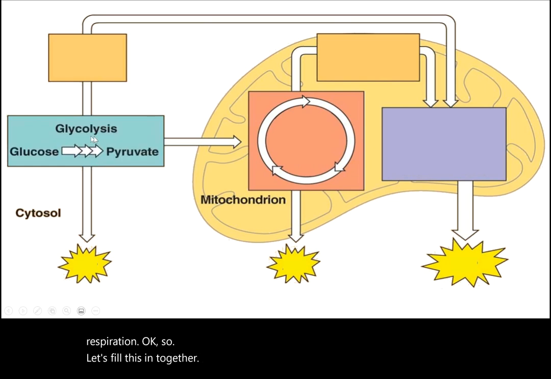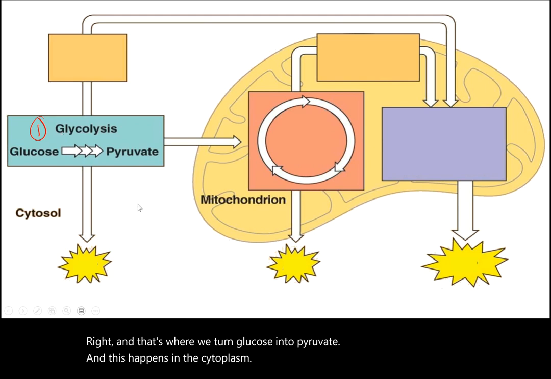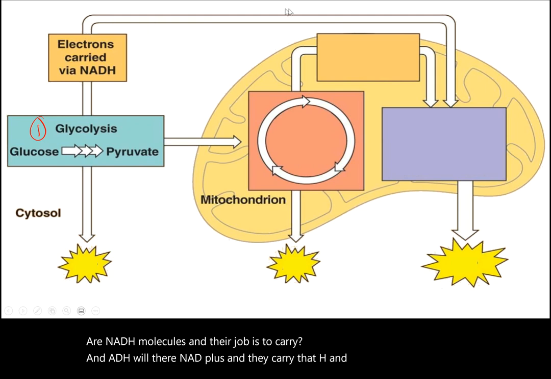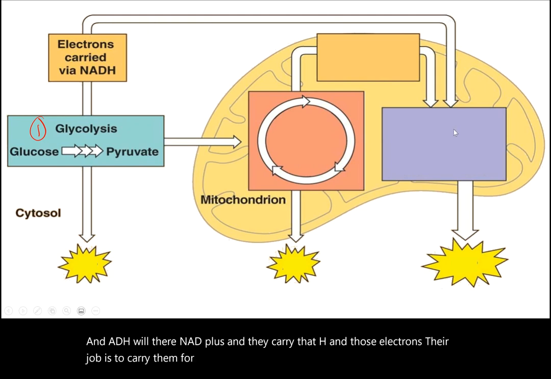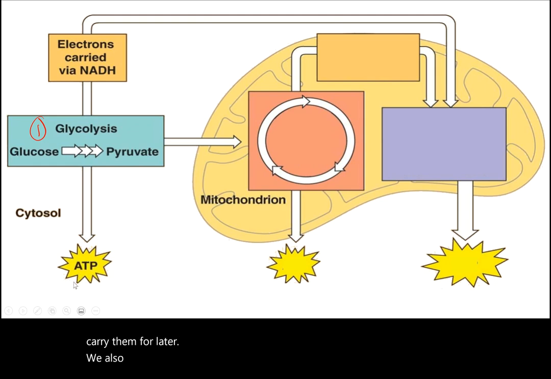We have glycolysis, which is the first step, right? And that's where we turn glucose into pyruvate. And this happens in the cytoplasm of a cell. Now, one of the products of glycolysis is NADH molecules. They're NAD plus, and they carry that H and those electrons. Their job is to carry them for later. We also produced 2 ATP.